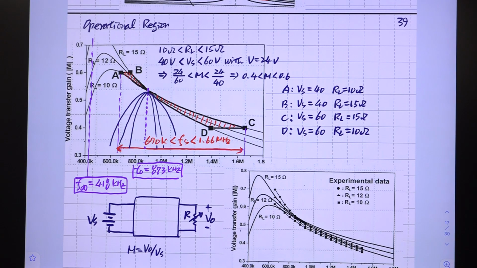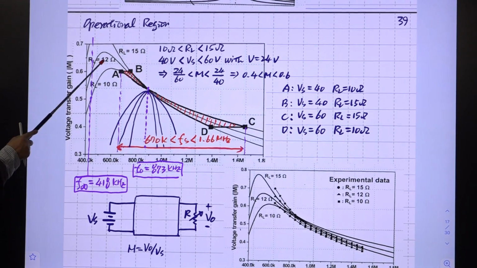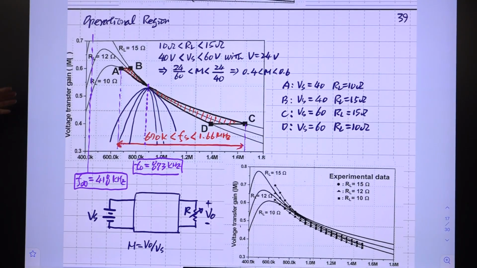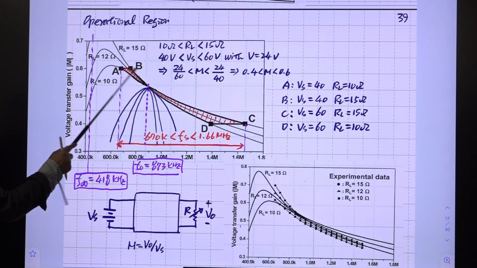I was surprised some of the students are not familiar with this kind of concept. This is the voltage gain curve with different values of R: R 10 ohm, 12 ohm, 15 ohm. Depending on the R, this gain characteristic is changing.